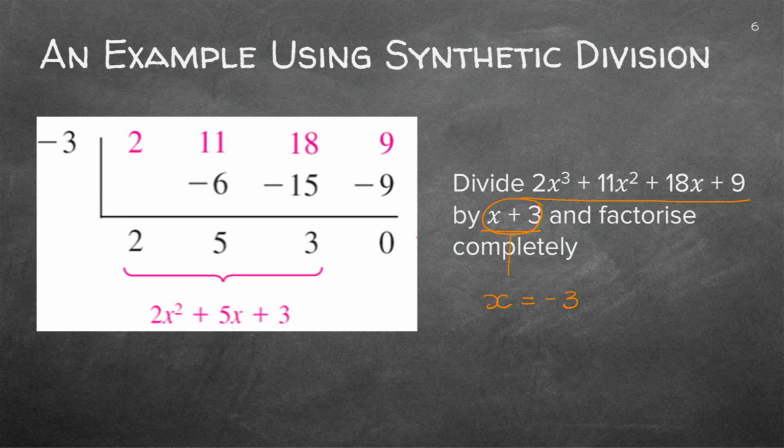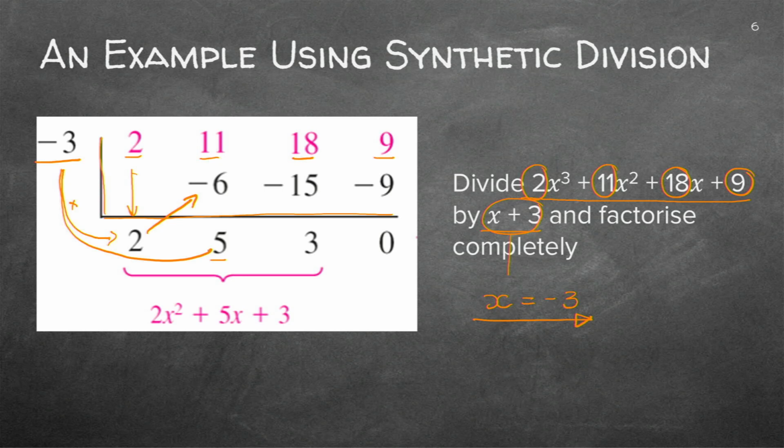So what you do is you draw your little block and you write in 2, 11, 18, and your 9. Remember, x is minus 3. Easiest way to explain it, you bring the 2 down, and every time you go around the corner, you multiply. That will be minus 3 times 2 equals minus 6. Then you add: 11 minus 6 gives us 5.